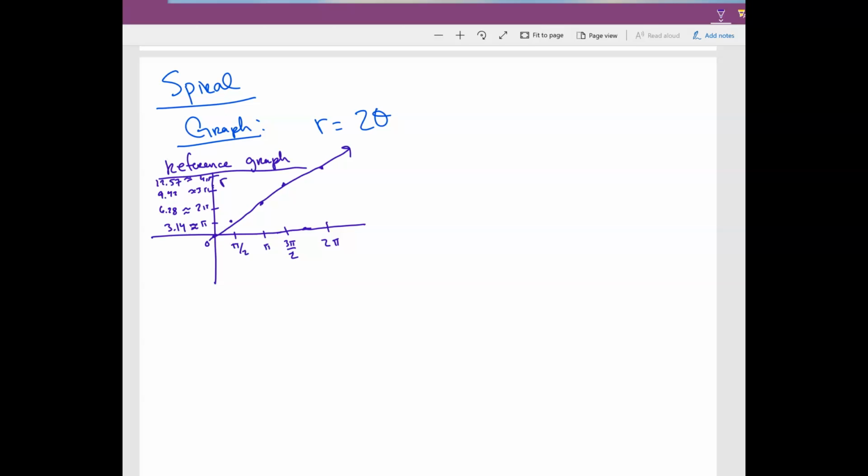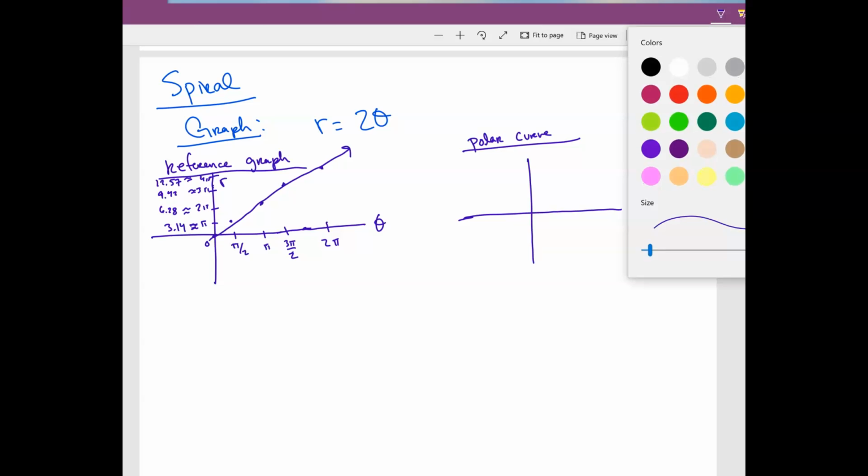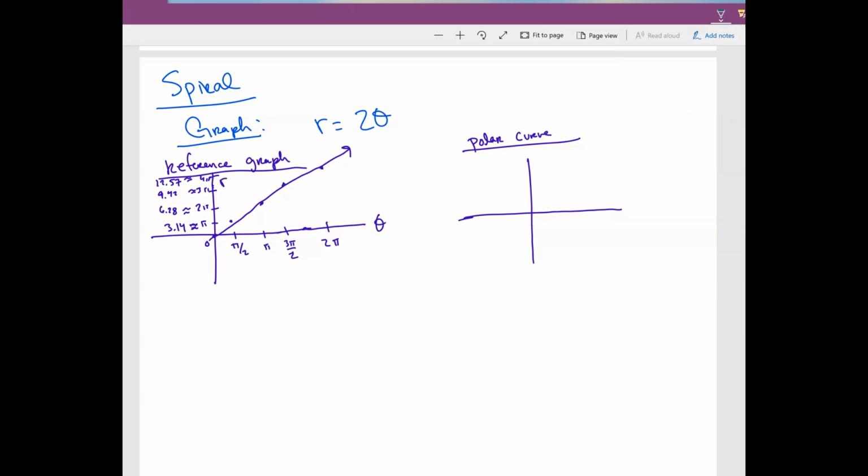So the way that I'm going to do it is I'm going to do kind of the same thing as I did before. Okay, so here is my graph, my x and y, but this is now going to be the polar curve. Remember that this is theta, my angles. And the way that I do it is I always start at the pole. So I'm going to start off with theta. So here's theta equals 0 radians.